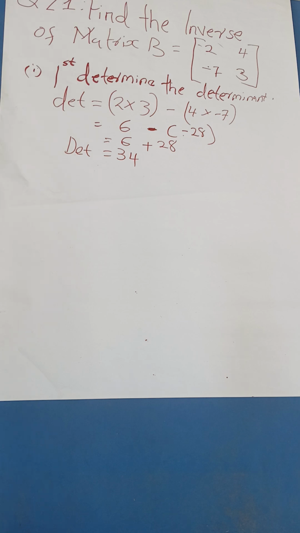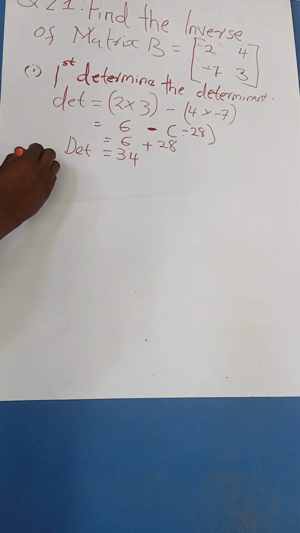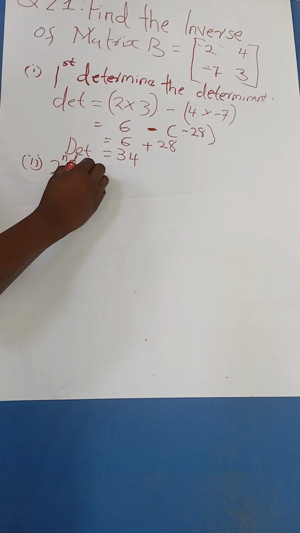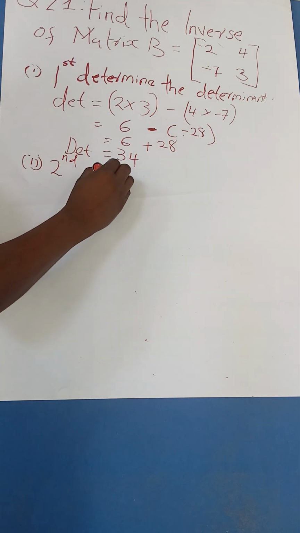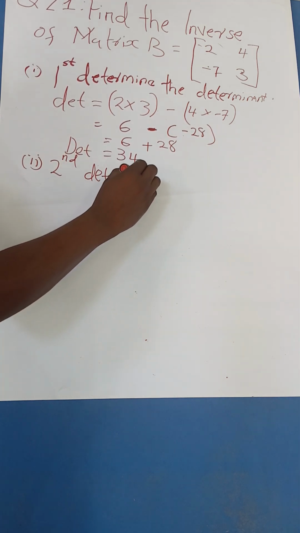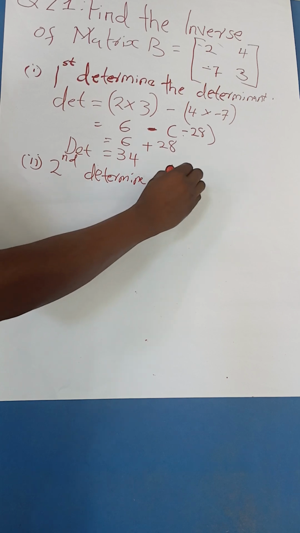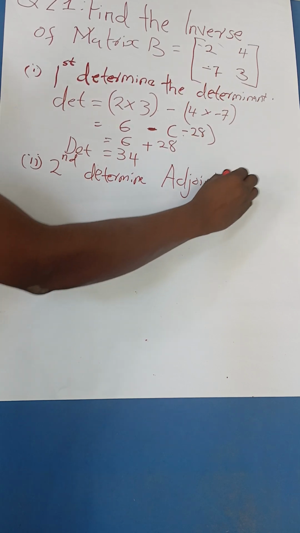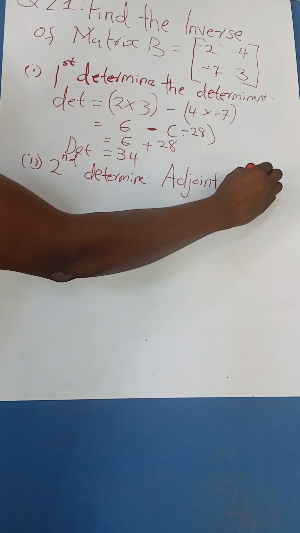Good. Next step, we are going to determine the adjoint. So the second one, we are going to determine the adjoint of matrix B.